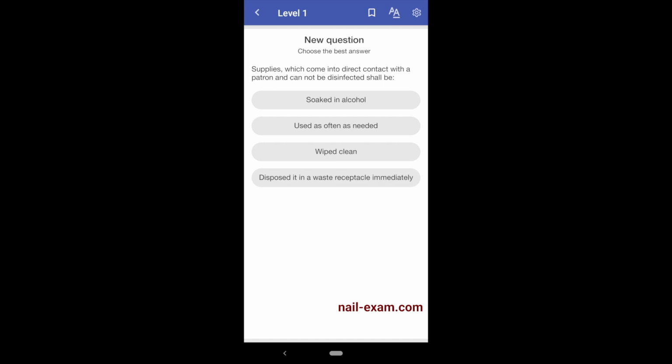Supplies which come into direct contact with a patron and cannot be disinfected shall be. Answers: A. Soaked in alcohol. B. Used as often as needed. C. Wiped clean. D. Disposed of in a waste receptacle immediately. The answer is D.